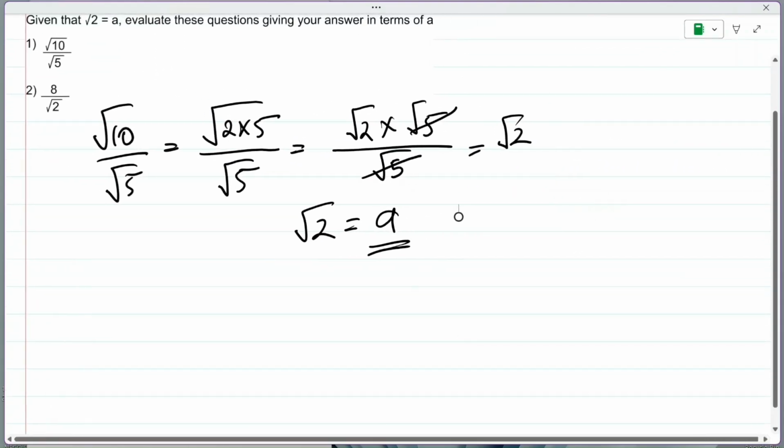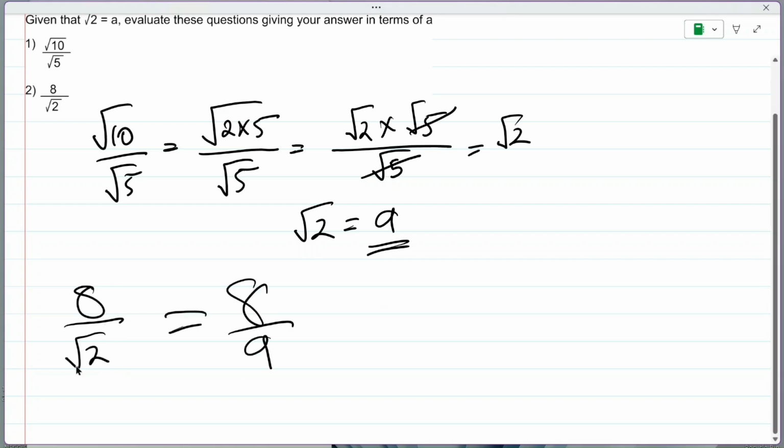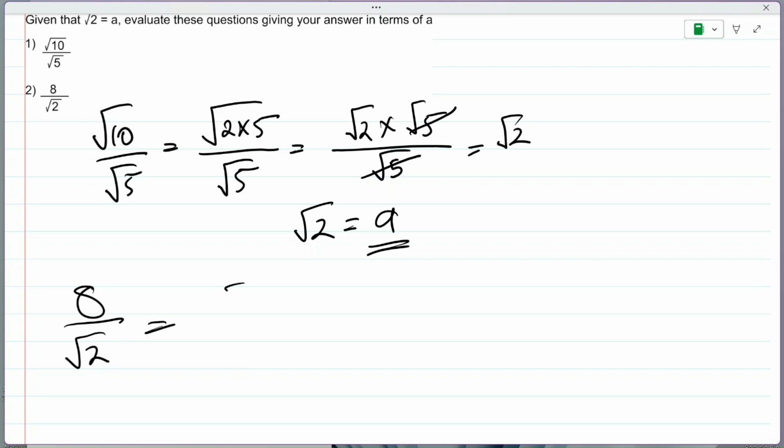The second question says 8 over root 2. A student can jump on this and just say you have your answer as 8 over a, because root 2 is a. This is not the right way to solve this question. Before you can replace root 2 with a, you have to first rationalize. So when rationalizing, you have 8 over root 2, then we rationalize by multiplying both the numerator, that's 8, and the denominator by root 2. So we have times root 2 over root 2.